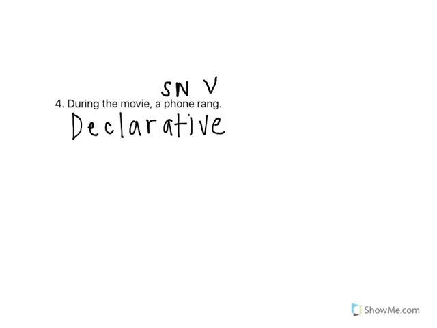And again, the sentence structure, simple, because there's only one clause seen in this sentence. And now we also see during the movie. This is a phrase. It does not contain both a subject and a verb, so it is not a clause. It is just a group of words.